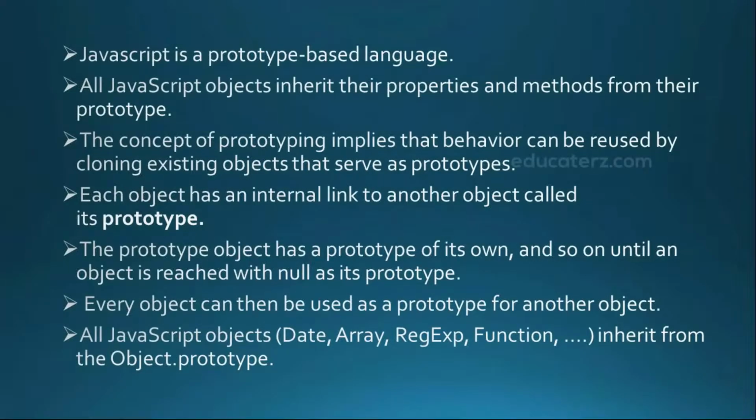The prototype object has a prototype of its own, and so on until an object is reached with null as its prototype. Each object has a prototype, but the prototype is also an object. Since internally even that object has a prototype, this will continue until the prototype of the last object is null. Why? Because the null object doesn't have its own prototype. That's the reason this chain will continue until it reaches a prototype of null.